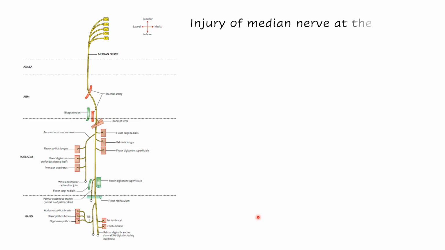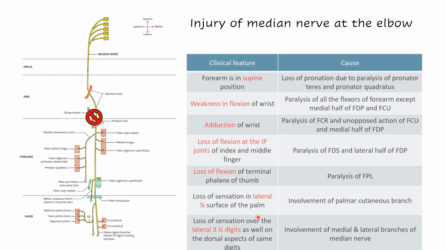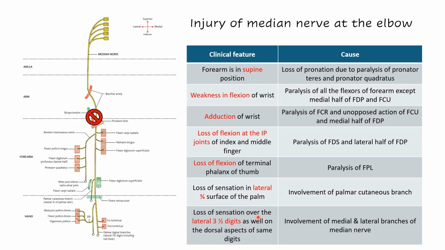Let's now understand the clinical features of injury of median nerve at the elbow. The clinical features include the forearm in a supinated position, and this is because of loss of pronation due to paralysis of pronator teres and pronator quadratus, which is supplied by the median nerve and the anterior interosseous nerve, which is a branch of the median nerve respectively.